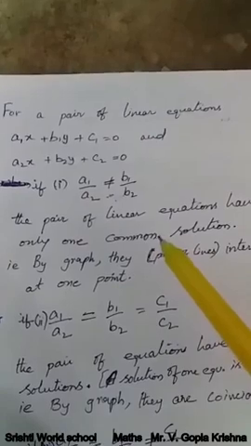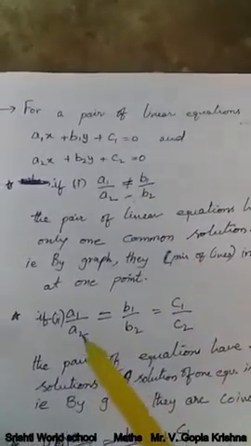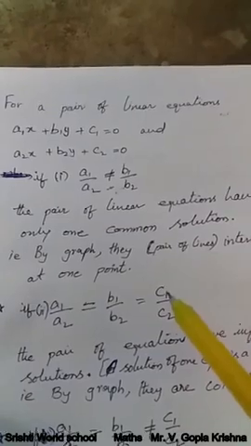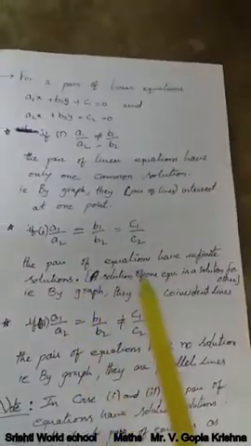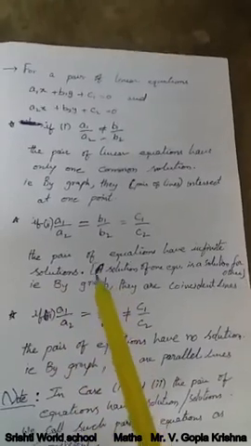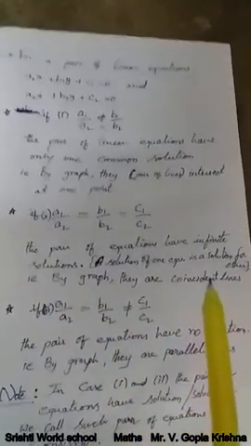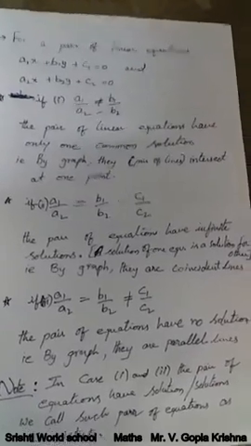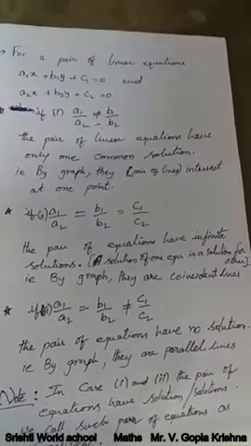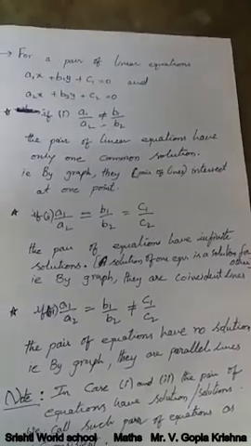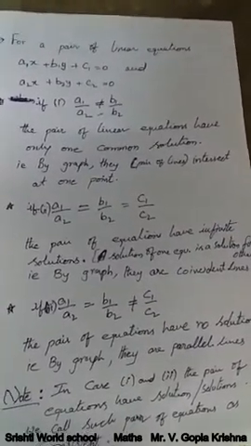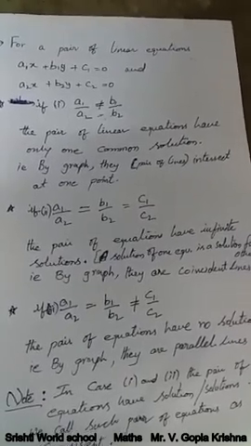Is it clear? The same way, if the ratios of the x coefficients, the y coefficients and the constants c1 and c2, all these three ratios are equal for that pair of equations, then that pair of equations has infinite solutions. Is it clear, children? All three ratios must be equal: a1 by a2 equals b1 by b2, b1 by b2 equals c1 by c2, and ultimately a1 by a2 also equals c1 by c2. All three ratios are equal, so we say they have infinite solutions.